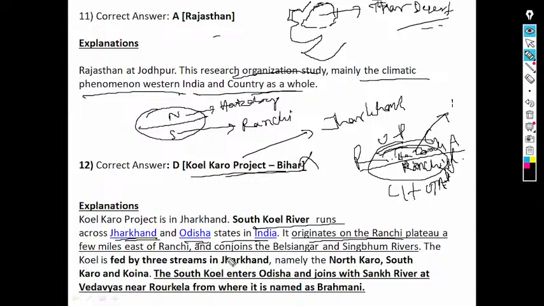a few miles east of Ranchi, and co-joins the Belsnagar and Singbum rivers. The Koel is fed by three streams in Jharkhand, namely North Karo, South Karo and Koyna. The South Koel river enters Odisha, this is correct, and the Sank river at Vedabas near Raurkela, where it is named Brahmani. Very simple. Right? Next question.